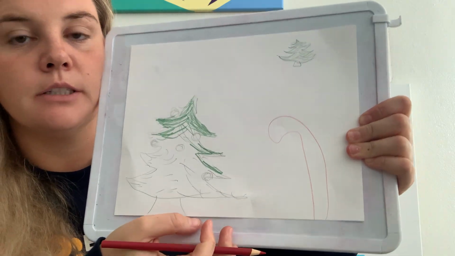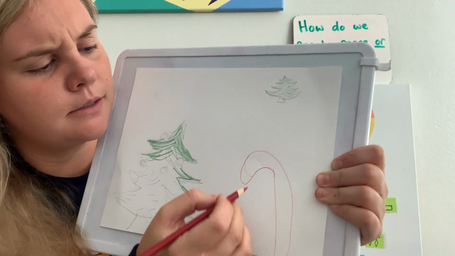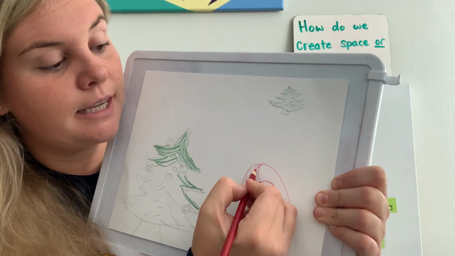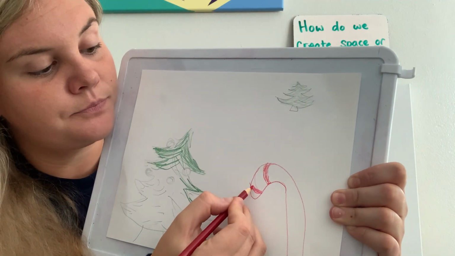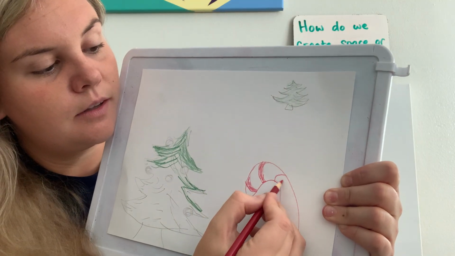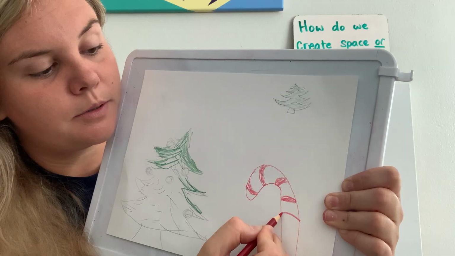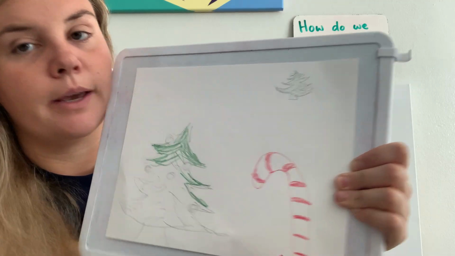in part of my forest. Wow, that does not really look like a candy cane. I'm gonna stay strong because we all make mistakes. And I'm just gonna give my candy cane some stripes. I know that this candy cane is big and really close to us, so it can have a lot of detail. Oh yeah. Bright, bright, bright stripes. It's a little messy, but that's okay.